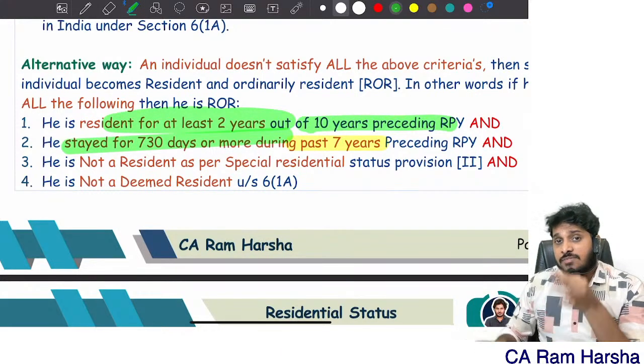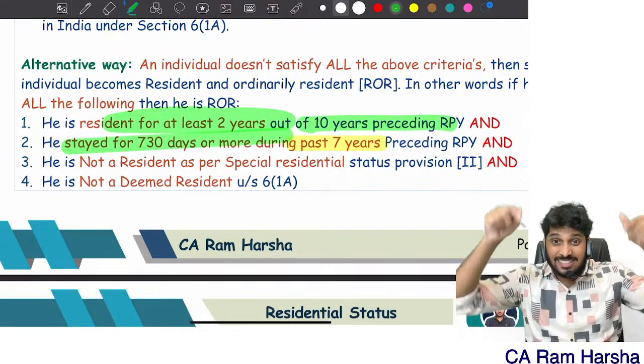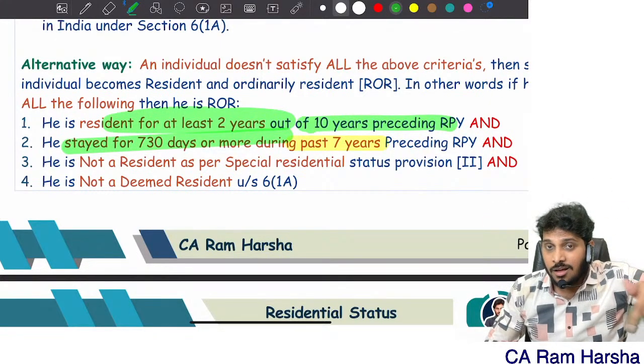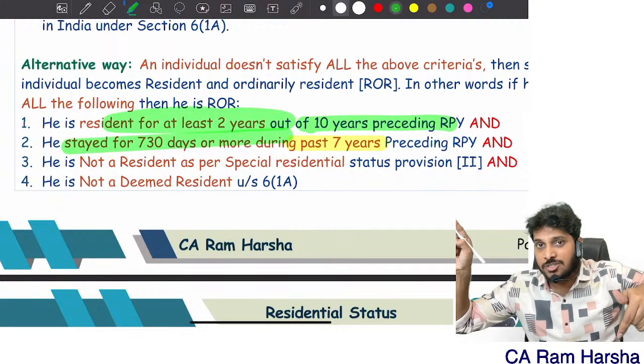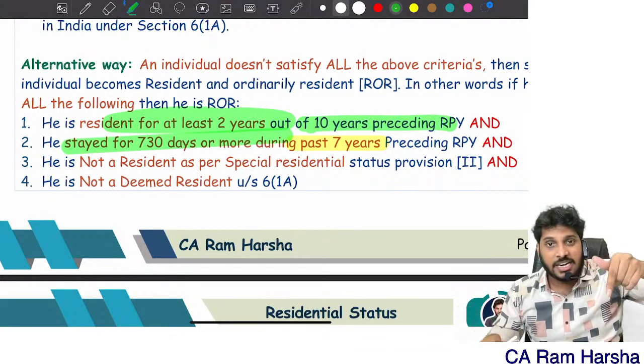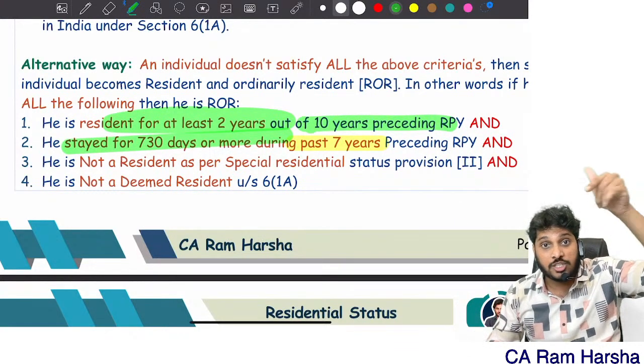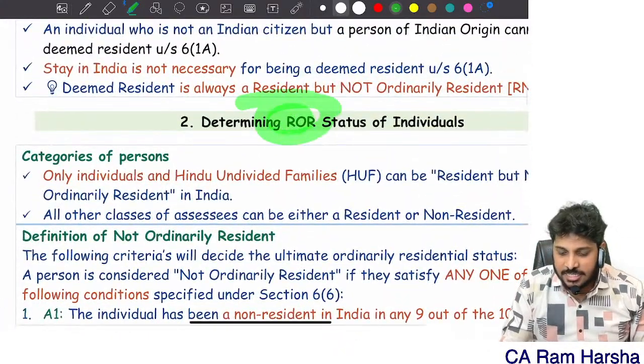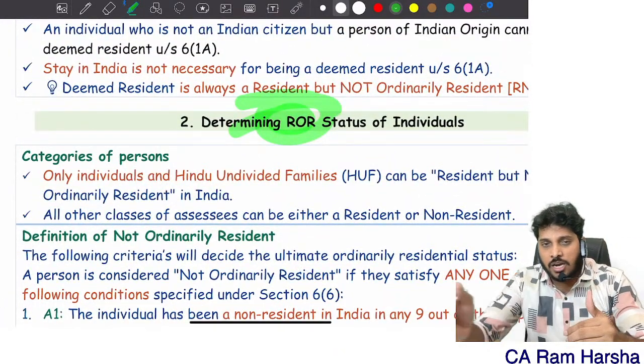In the past, 730 days or more, he is staying. In the current year, because of category 1, he is a resident. 2 out of 10 resident, past 730 days he stayed. If in the current year he is a resident because of 182 days logic or because of 60 days logic, then that person will be an ordinarily resident, ROR. Otherwise, he is an RNOR.